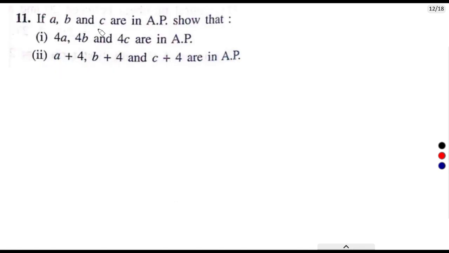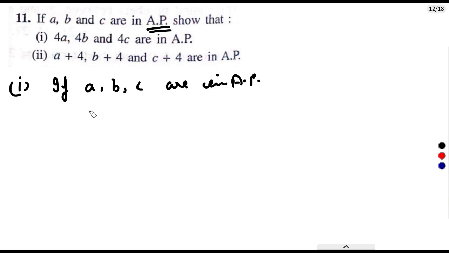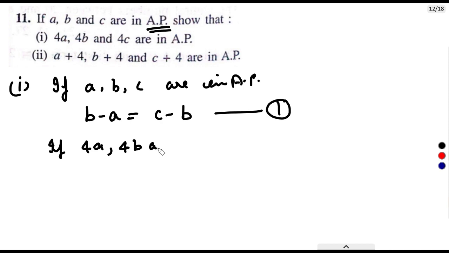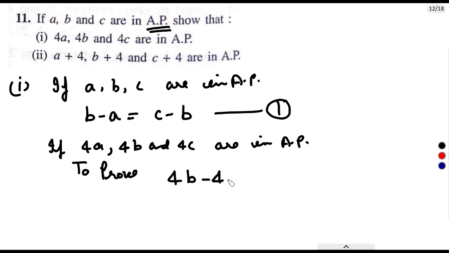Question number 11th, if A, B, C are in AP, show that these are in AP. If A, B, C are in AP, then B minus A will be equal to C minus B. Now, if 4A, 4B and 4C are in AP, then we have to prove 4B minus 4A will be equal to 4C minus 4B.